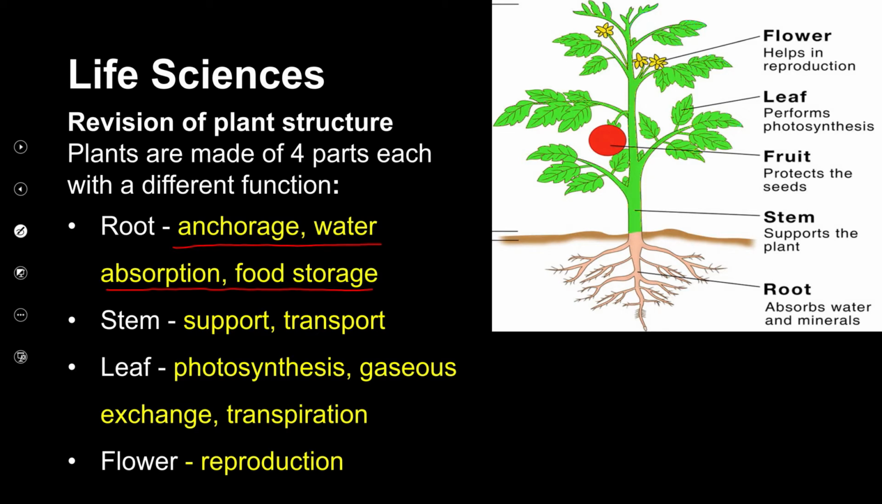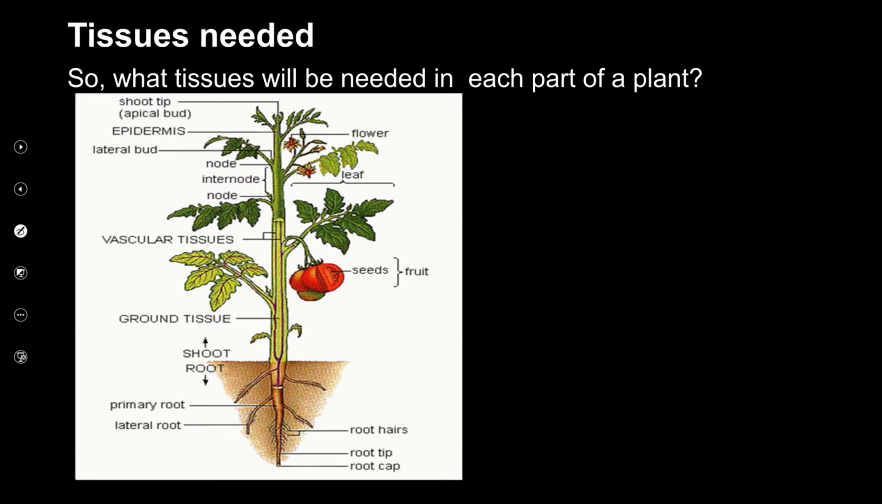What we're going to look at today is the stem, and most stems grow upright, so they would need to support the plant. If we look at this plant, it is standing upright, and it also is going to need water coming from the soil to go up the plant. So, what types of tissues would we need to find in each of these parts of a plant?